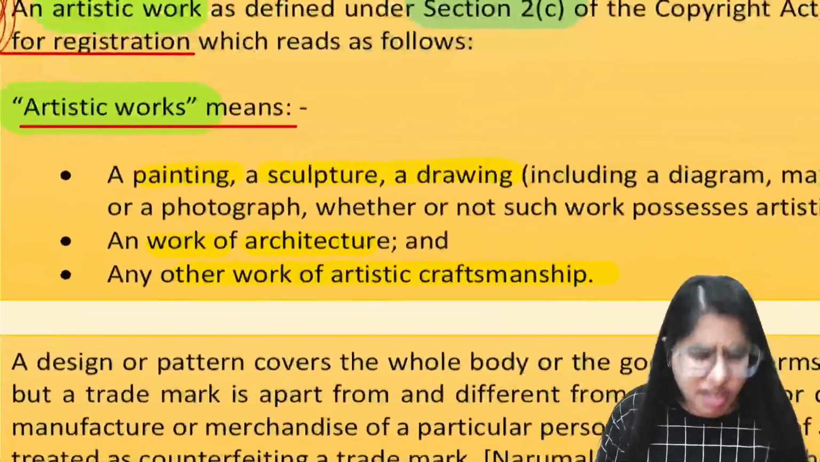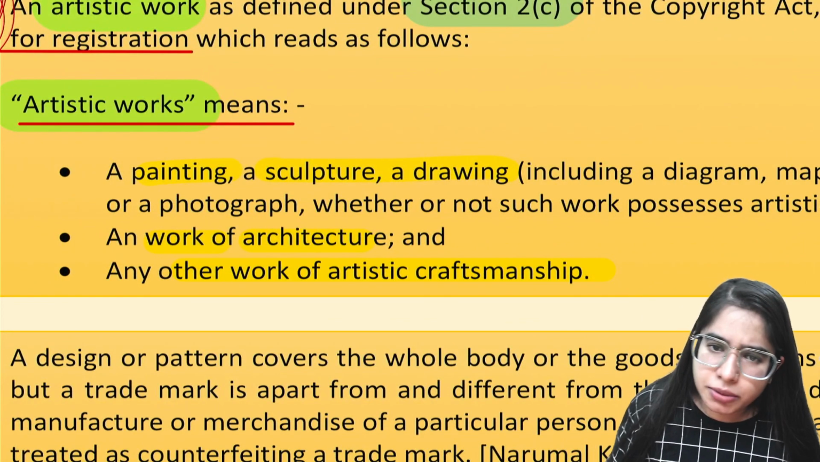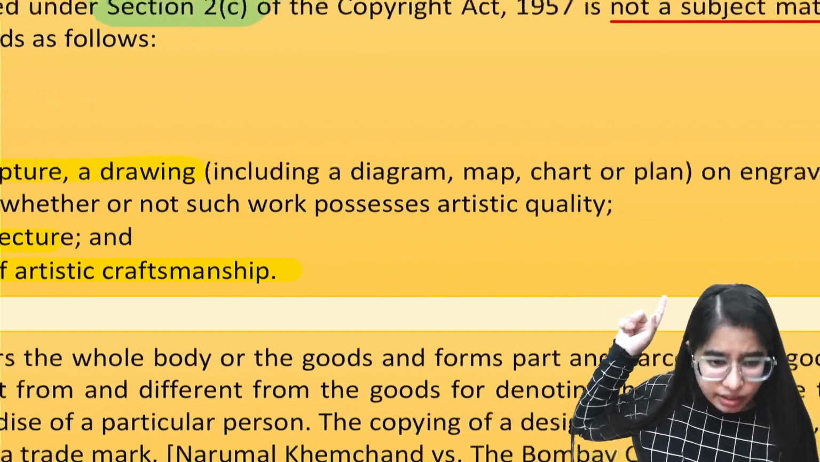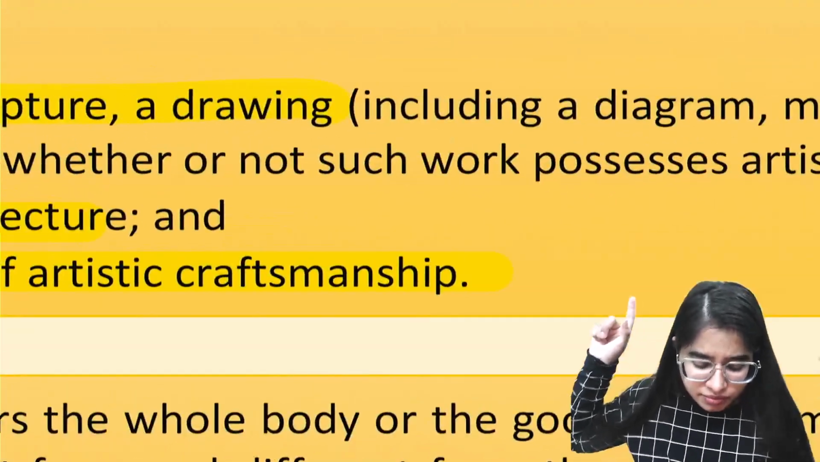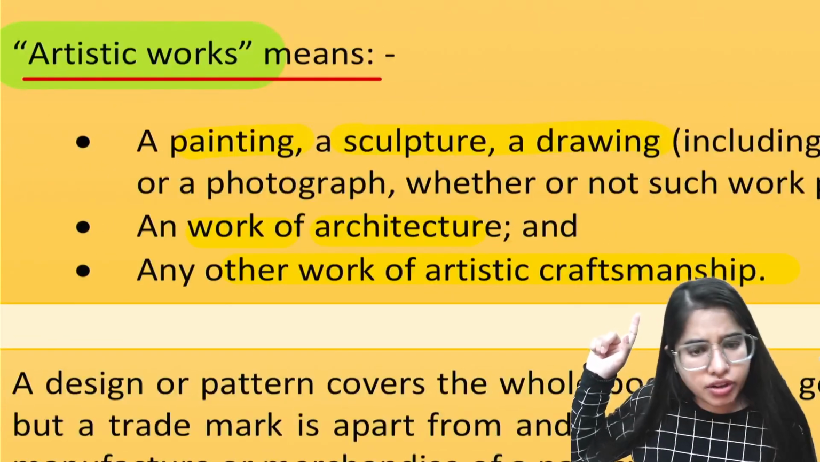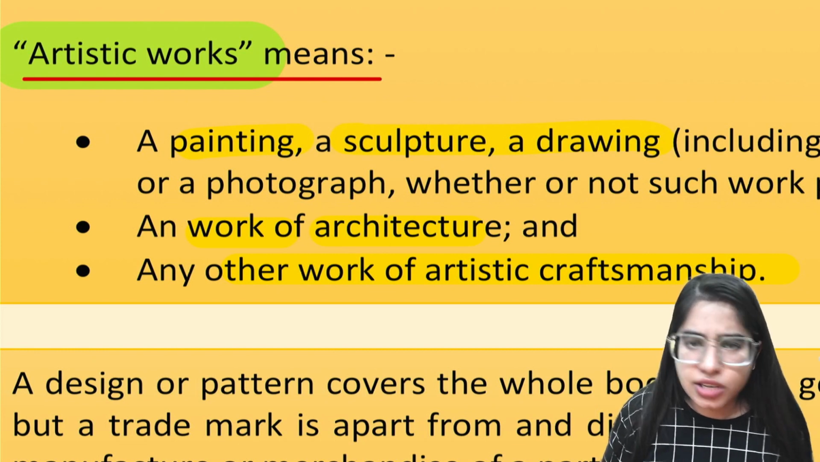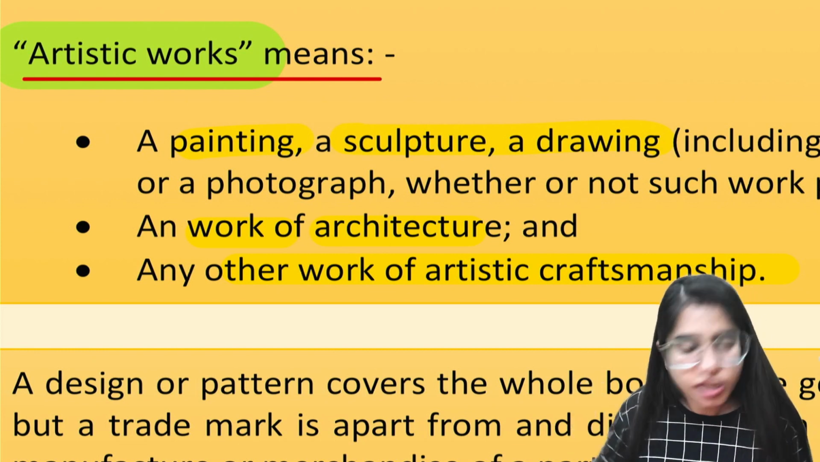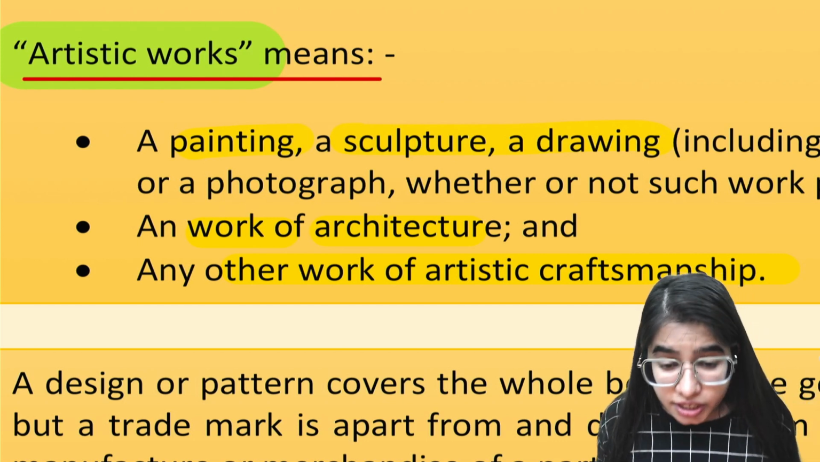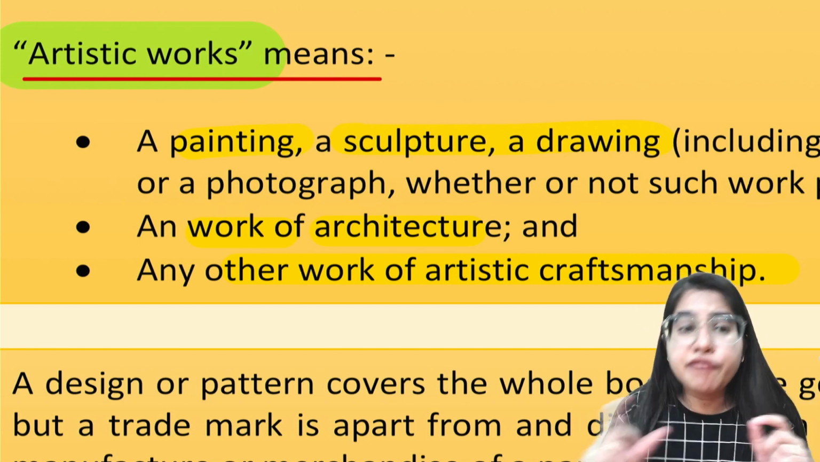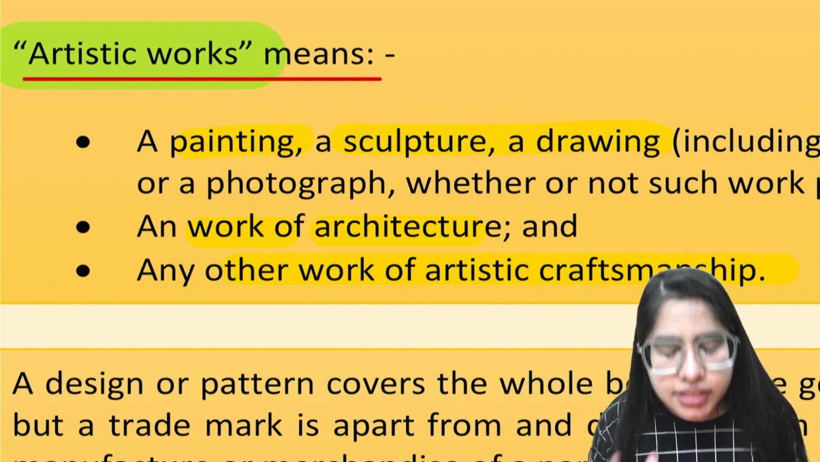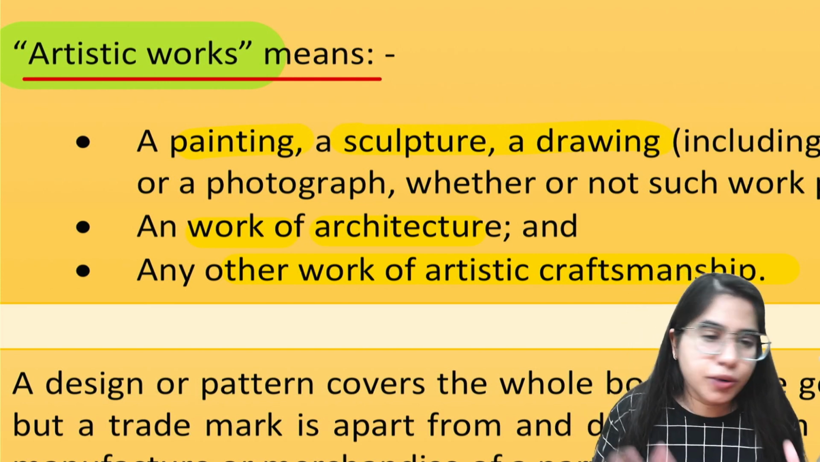Now artistic work, what is artistic work? We already know, we have done the whole copyright chapter. Artistic work means any painting, sculpture, drawing, work of architecture, other work of craftsmanship, all these things are artistic work. Artistic work is covered by copyright. If you get protection under copyright, then you cannot get protection under design. If you get protection under design, you cannot get protection under copyright except for a few exceptional cases. Please understand, you can either get protection under copyright or you can get protection under design.